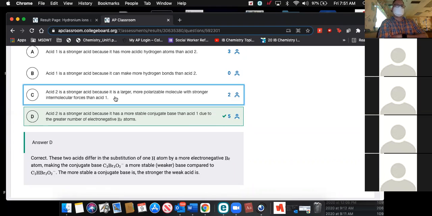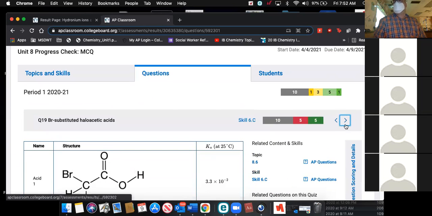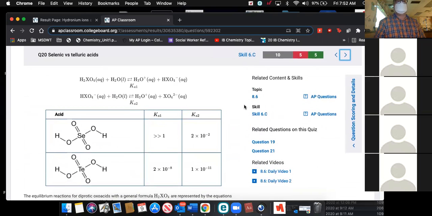What did they say? Did they say anything about C? No, they just reword what D says, right? These two acids differ in the substitution of one hydrogen atom by a more electronegative bromine atom. All right. Same thing.